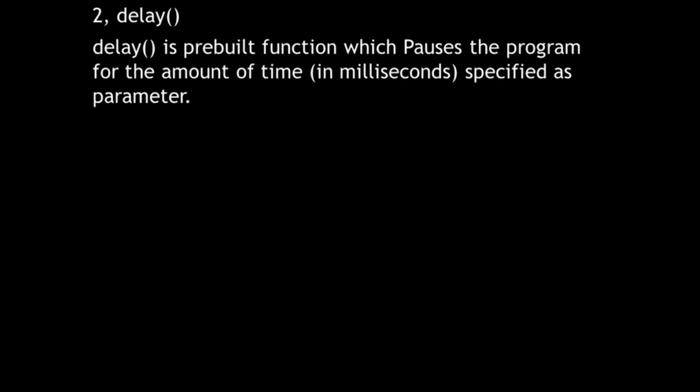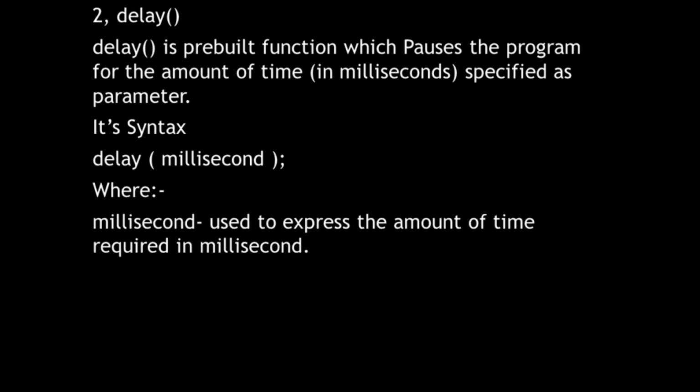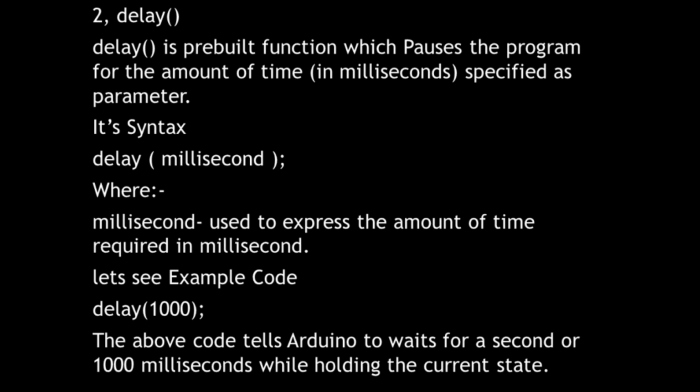The delay function pauses the program for the amount of time in milliseconds specified as the parameter. delay(1000) means 1 second, as 1000 milliseconds is equivalent to a second. Its syntax is delay open brace millisecond close brace semicolon. Let's see example code. This code tells Arduino to wait for a second in the current state.